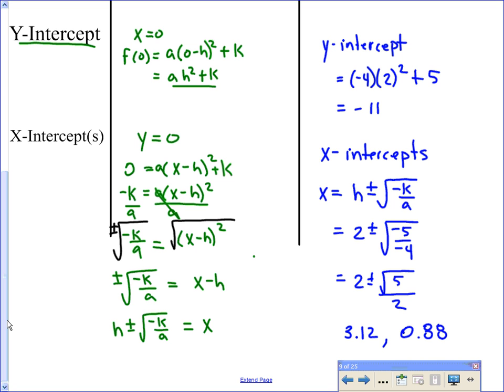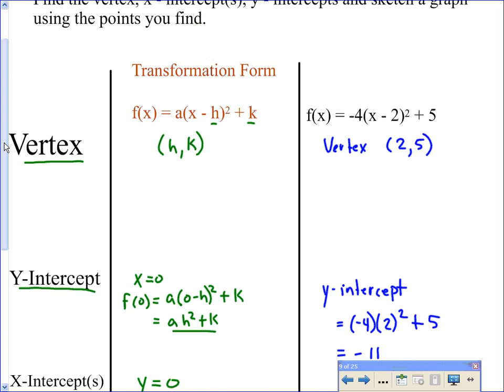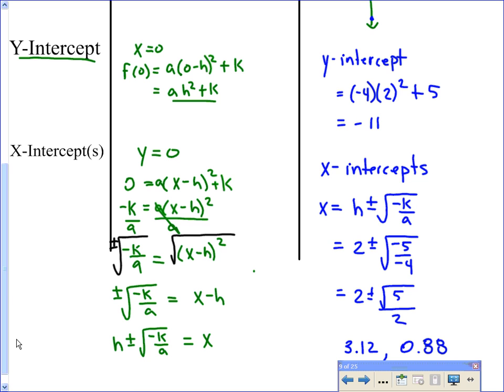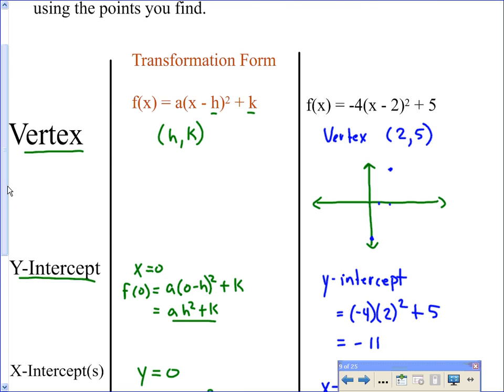Okay, so now we can use all this information to go through and graph, or just to sketch this. If you were to sketch this, and I'm just going to do a quick sketch here, you've got a vertex at the point 2,5. So let's say 2,5 is about like this, and a y-intercept of -11. So your y-intercept is down here, and then you've got x-intercepts as we said at 0.88 and 3.12. So it's going to be something like this. Okay, and that would be a sketch of that one.